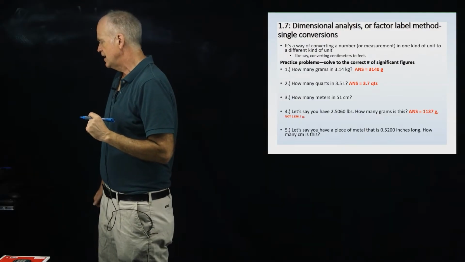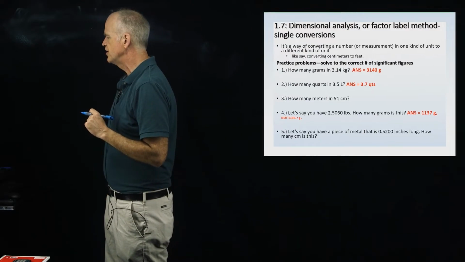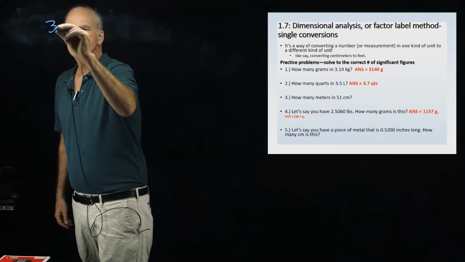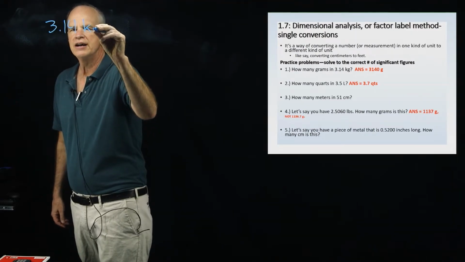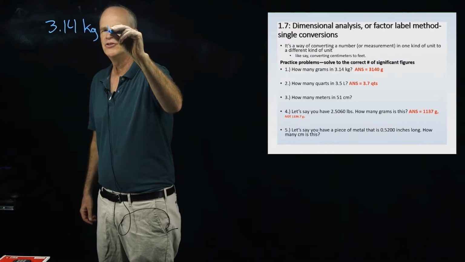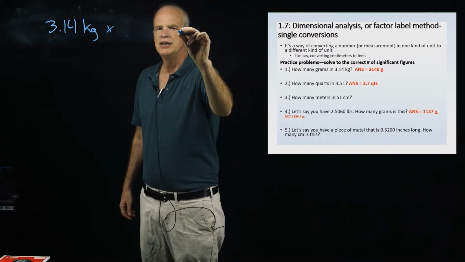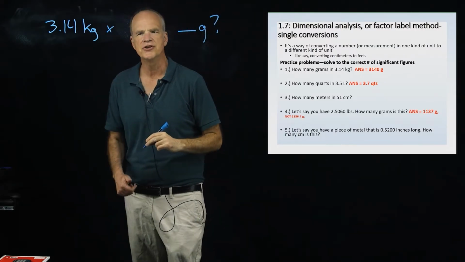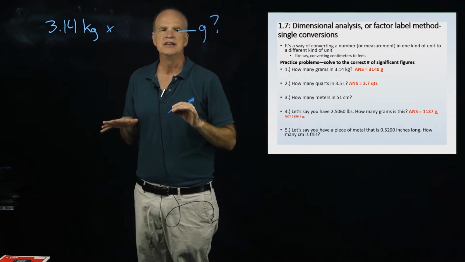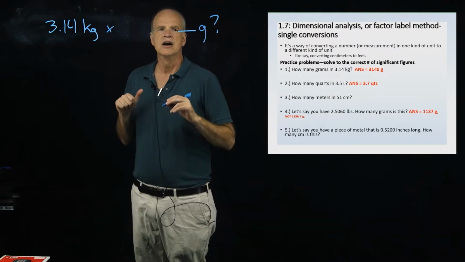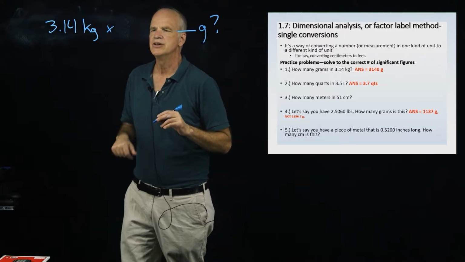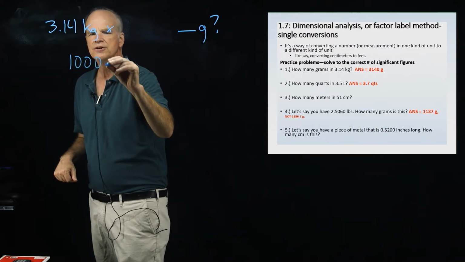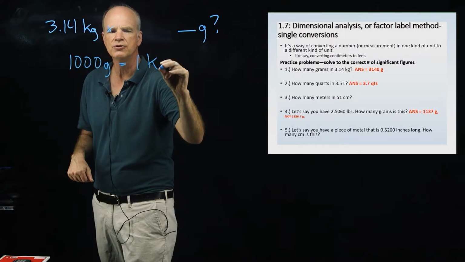As a first practice problem, how many grams are in 3.14 kilograms? What I do to set up the problem is write down the information I have, which is 3.14 kilograms to start with, and then I put a times sign here, leave some space, and I'm going to want to get an answer in grams. So how do we solve this problem? One of the things you'll have to know is the conversion factor for getting kilograms into grams. What you might remember is that 1,000 grams is equal to 1 kilogram.